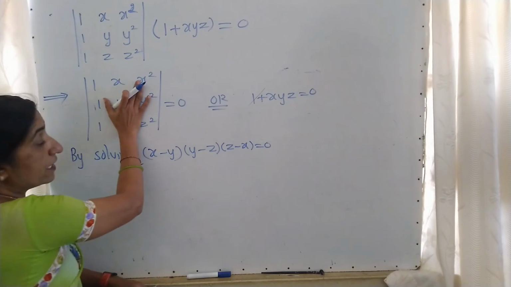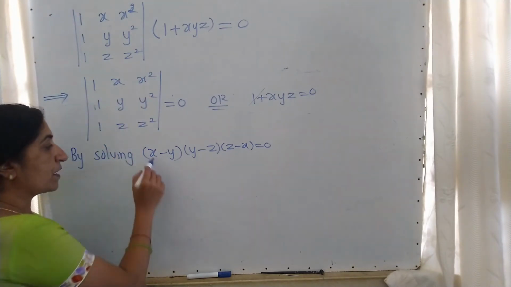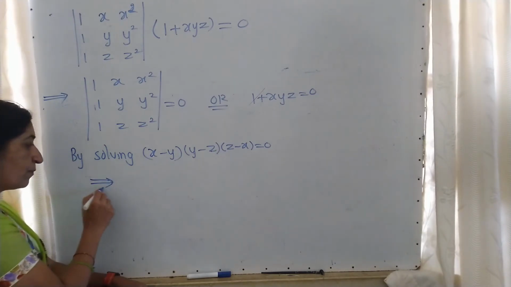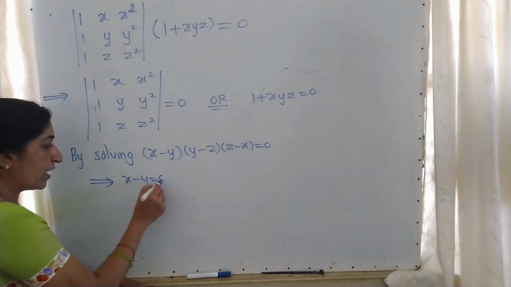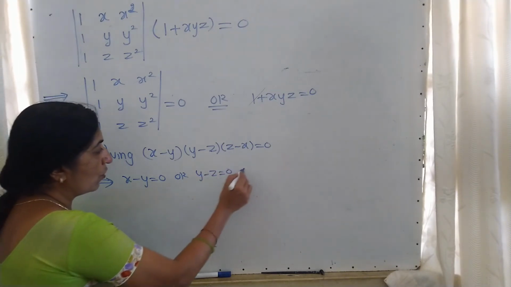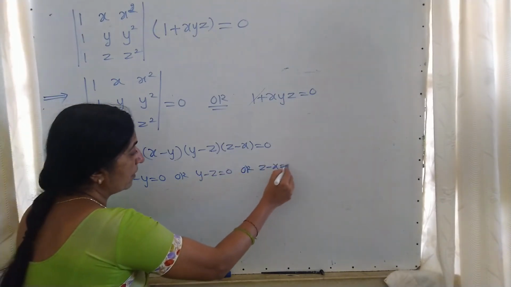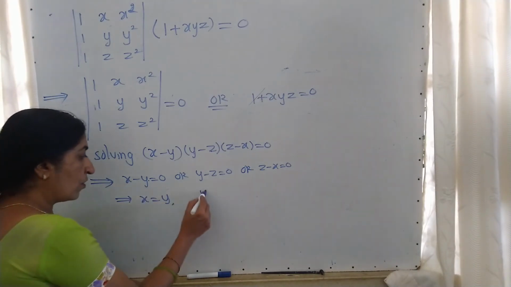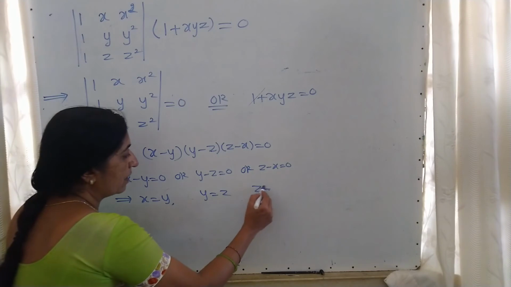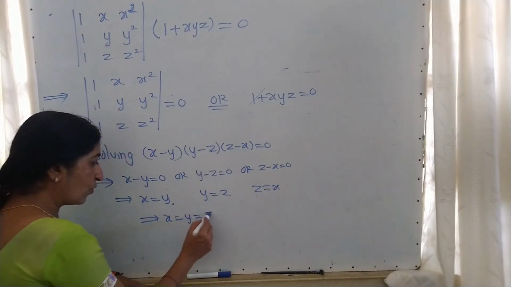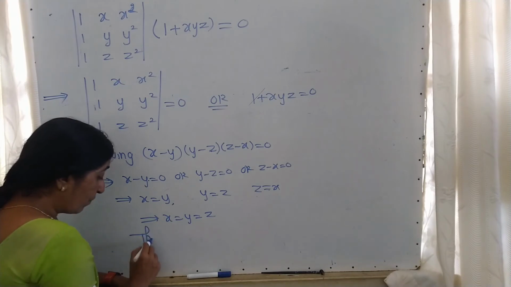You are getting this from the expansion of this determinant. See, if x minus y, y minus z, z minus x is equal to 0, it implies x minus y is equal to 0, or y minus z is equal to 0, or z minus x is equal to 0. Implies x is equal to y, or y is equal to z, and z is equal to x. That means x is equal to y is equal to z. This is not possible. Why?